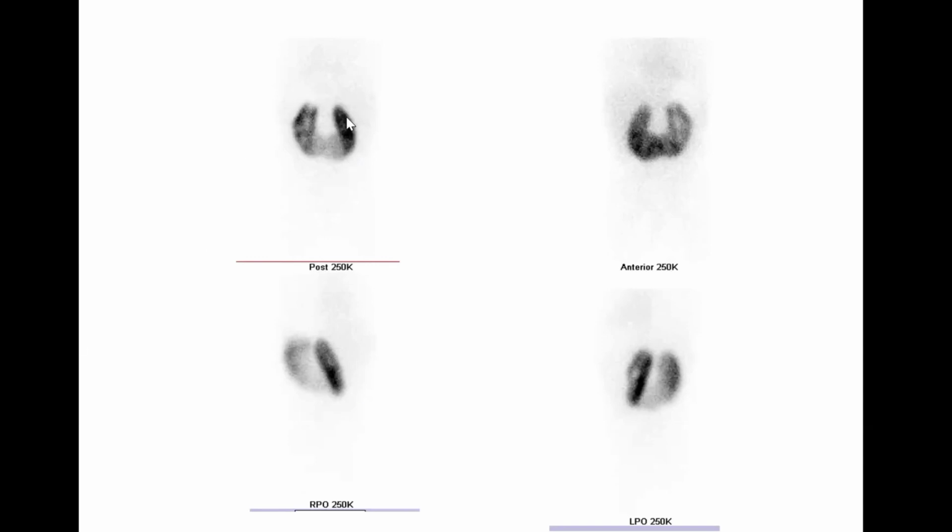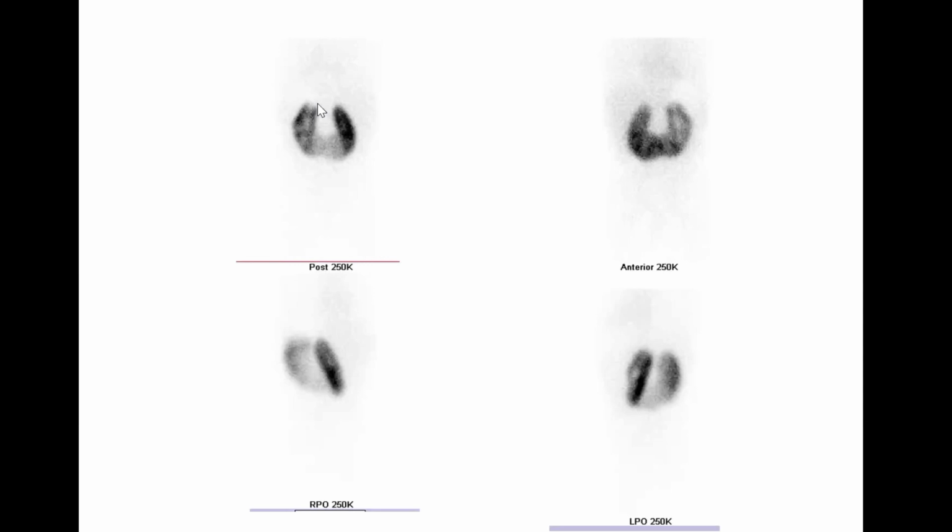There is a relatively better uptake in the right moiety compared to the left, and you also see the uptake in the isthmus. Now, this is a very good example of cortical scarring. If you look at the upper pole of the left moiety, you can see complete absence of the cortical contour outline. The whole contour is absent.